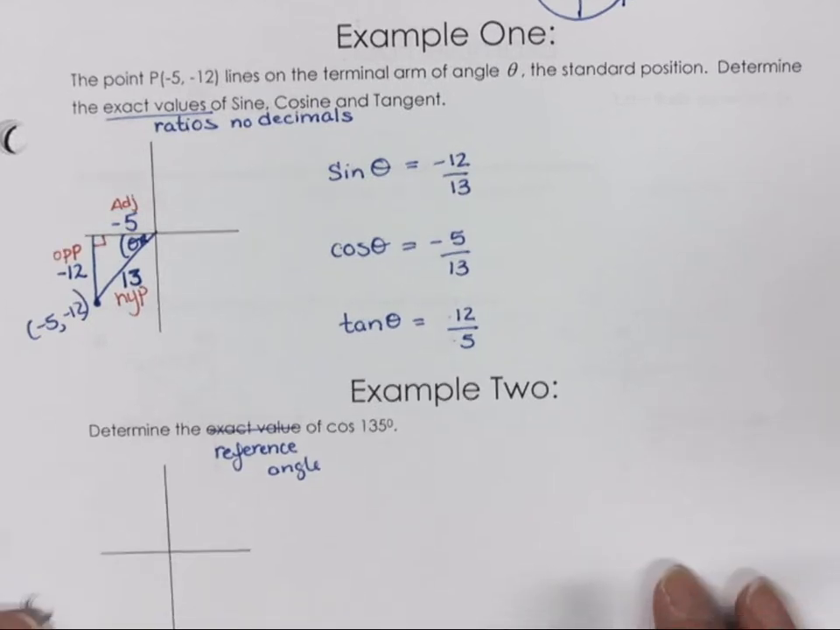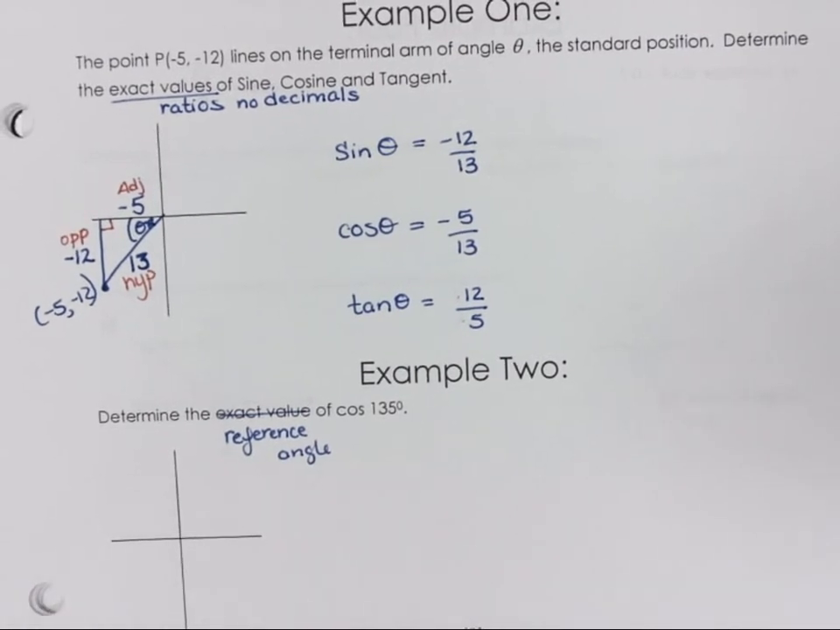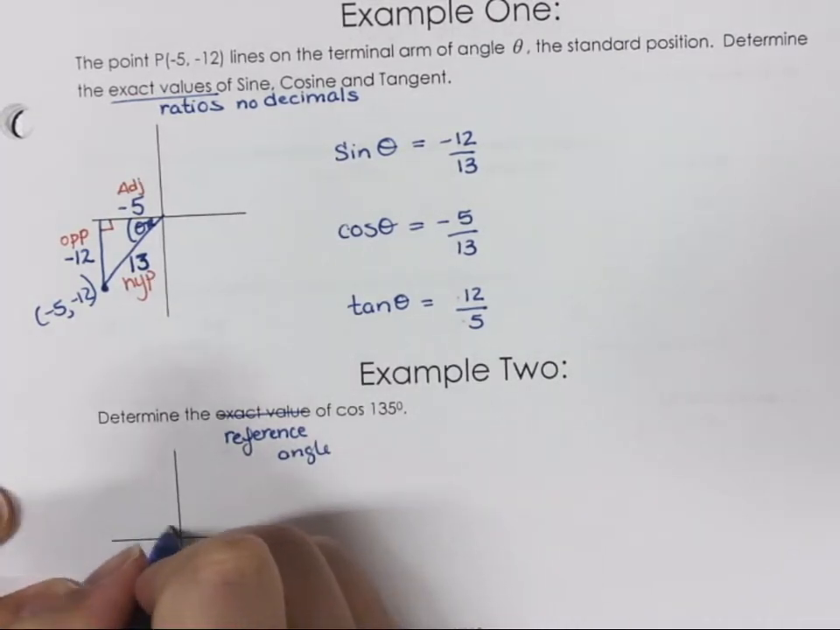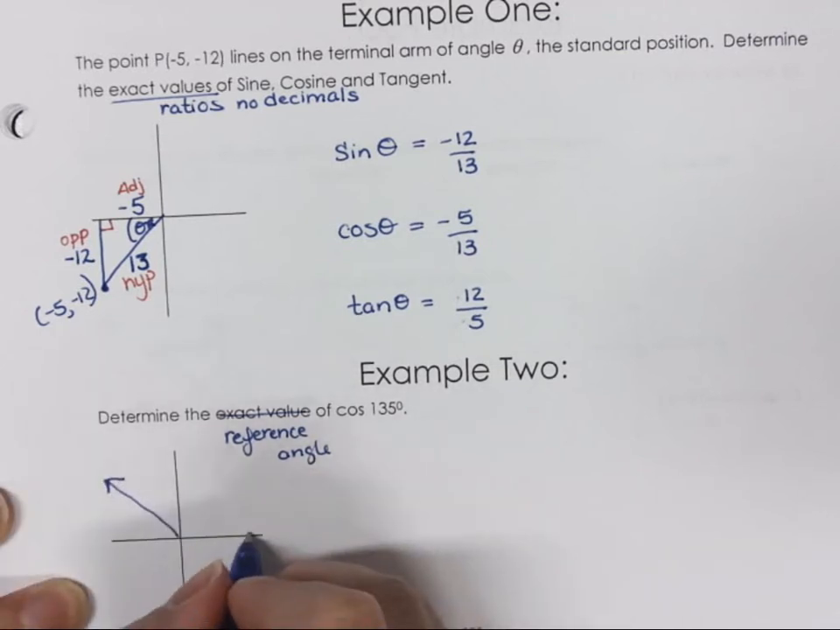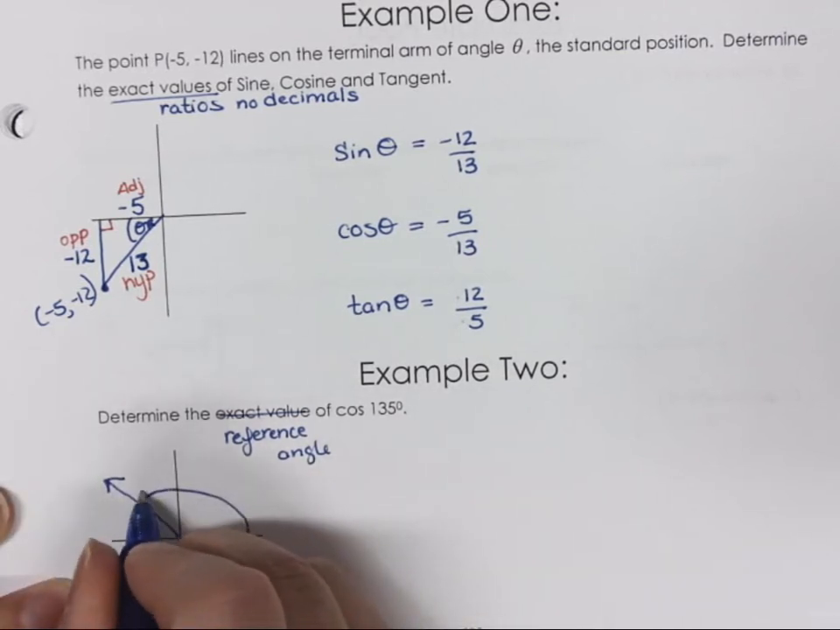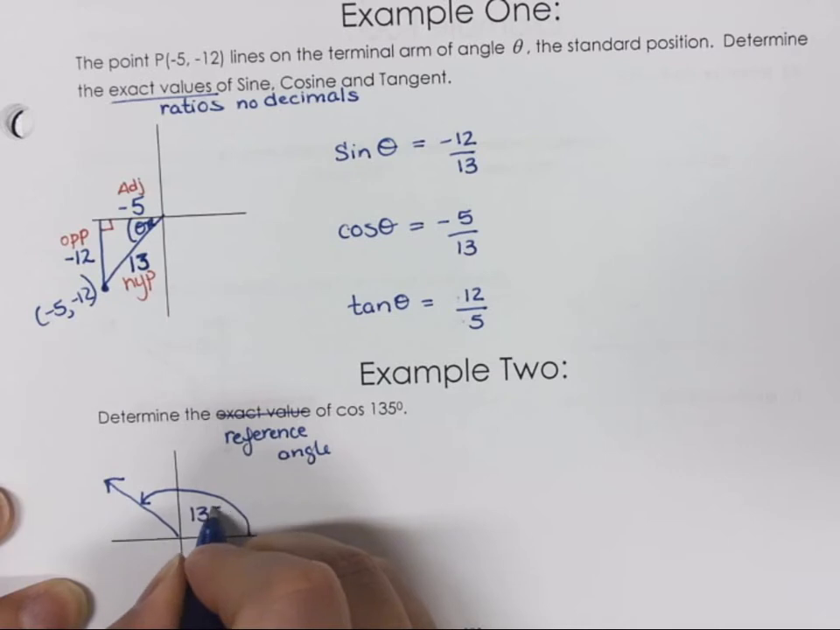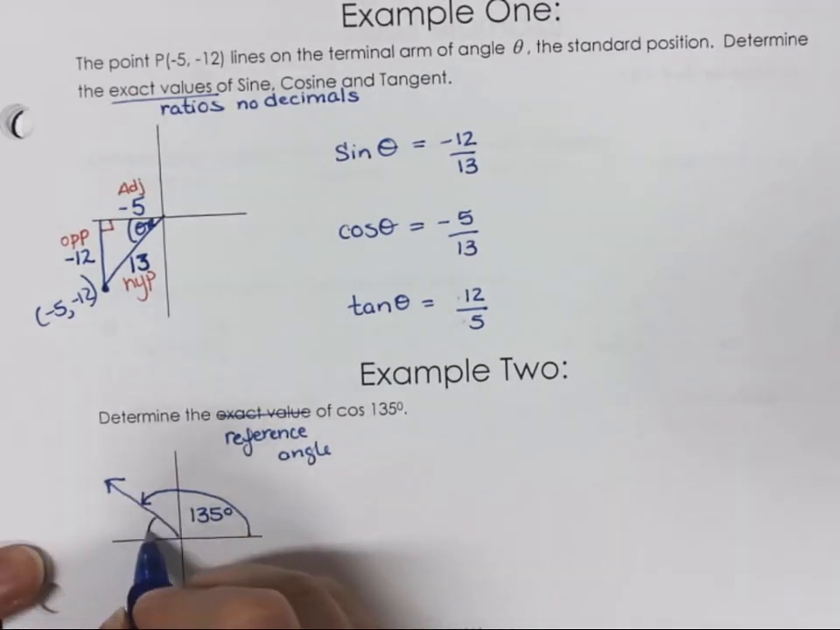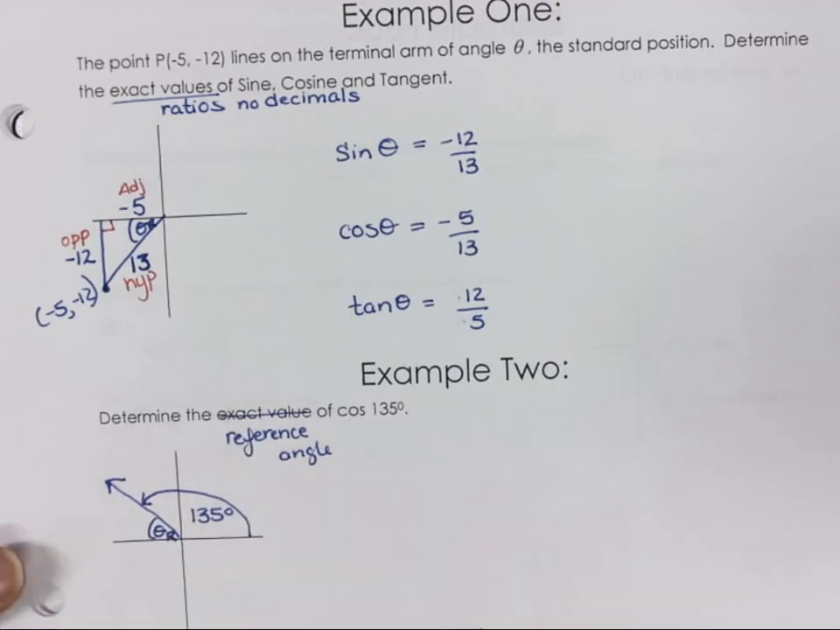What's the reference angle? 45. Okay, where is 135? What quadrant is 135 in? It's in quadrant 2. So we know that the angle in standard position, starting from positive x going to the terminal arm, is 135 degrees. And I'm asking you to find theta reference. So it'd be 180 minus 135. Yes, it's 45 degrees.